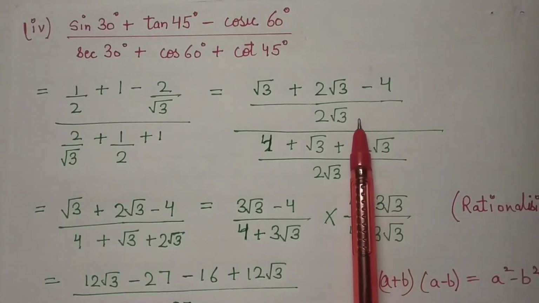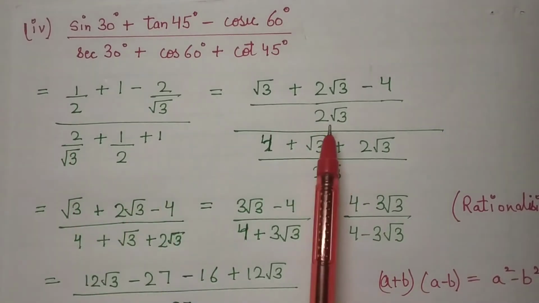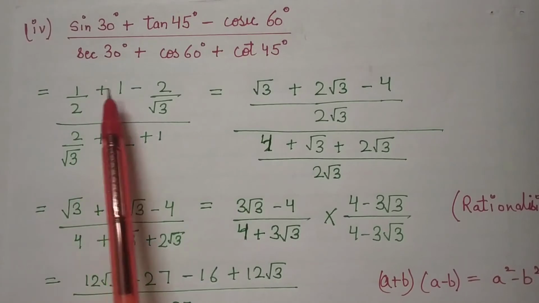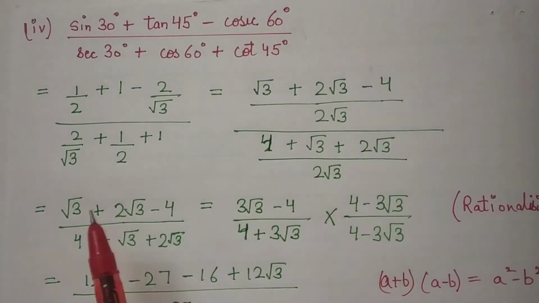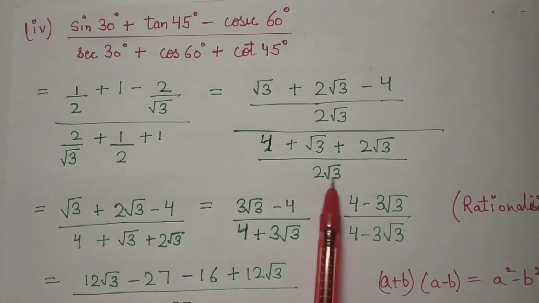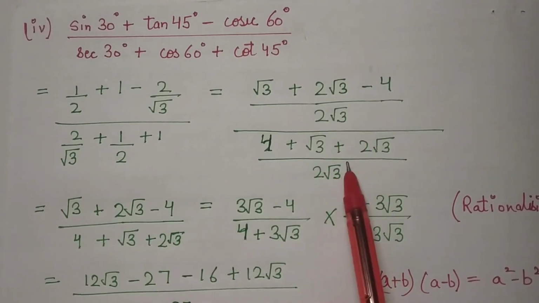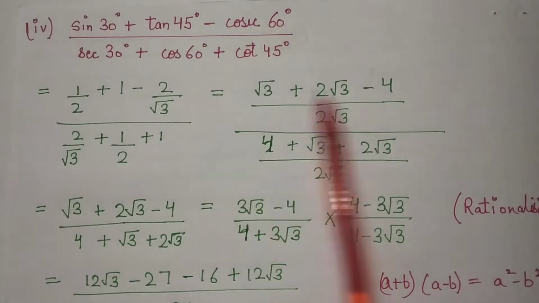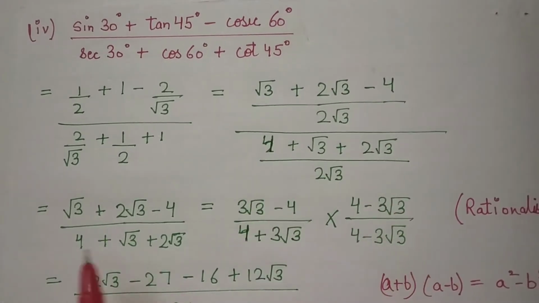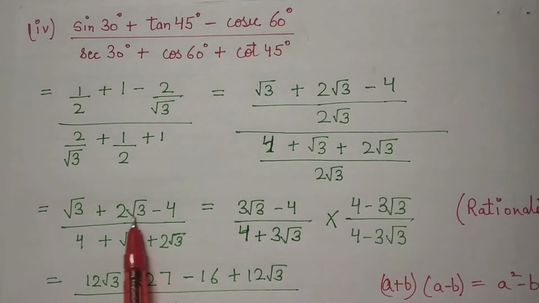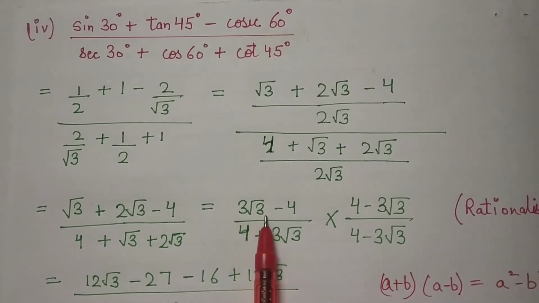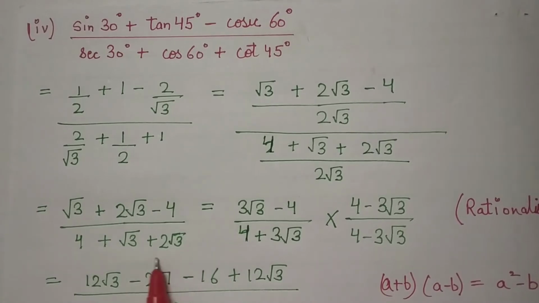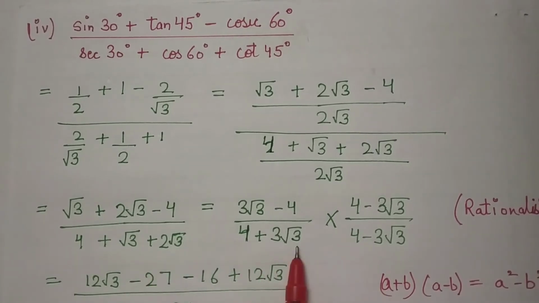Now taking the LCM, 2 root 3 in the denominator, and taking the LCM, root 3 plus 2 root 3 minus 4. Here also taking the LCM. Now these two get cancelled out and this is root 3 plus, I have written these and these. Now root 3 plus 2 root 3 is what? 3 root 3 minus 4. 4 plus root 3 plus 2 root 3 is 4 plus 3 root 3.